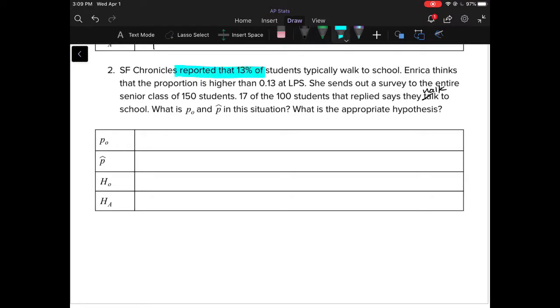SF Chronicles reports 13% of students, right? And because this is a reported number, this is going to be our P naught. So P naught equals 13%. Now, Enrica sent out a survey to the senior class, right? And the senior class has 150 students. But we have to be careful here. Only 100 students replied. And of those 100 students, 17 of them said that they walked to school. So P hat is really 17 over 100, which is 17%.